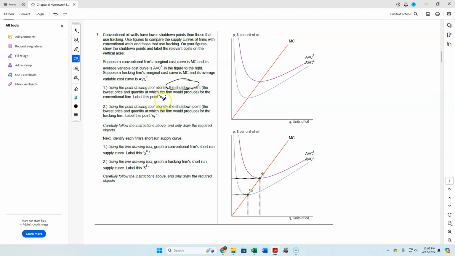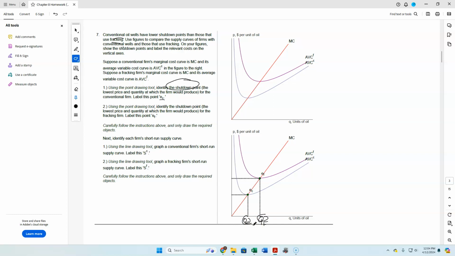So they want us to do it for both firm types: one where they're doing a conventional oil well, and one where they are fracking. The shutdown point would be below where I'm not meeting each of these points, where I'm not making each of those quantities. So this would be the quantity for a fracker, and this would be the quantity for a conventional firm.